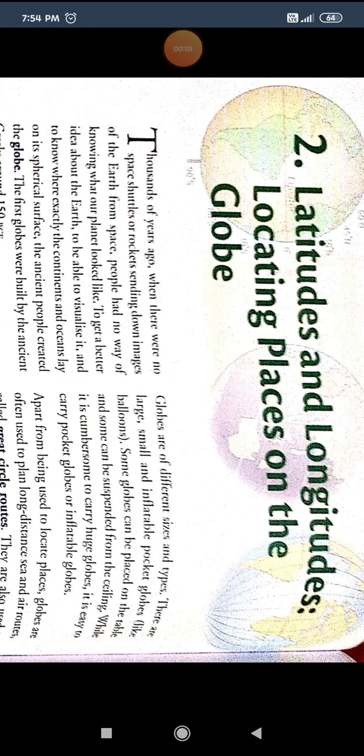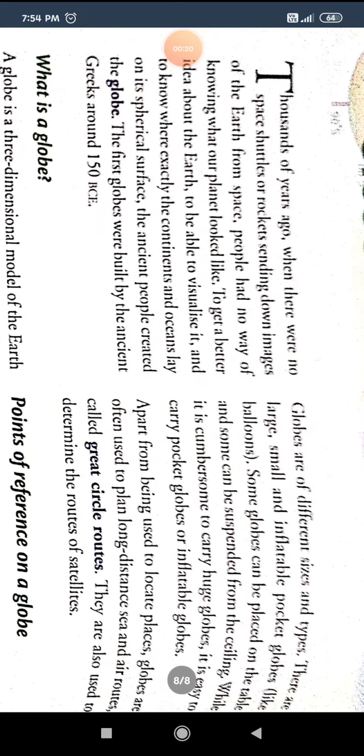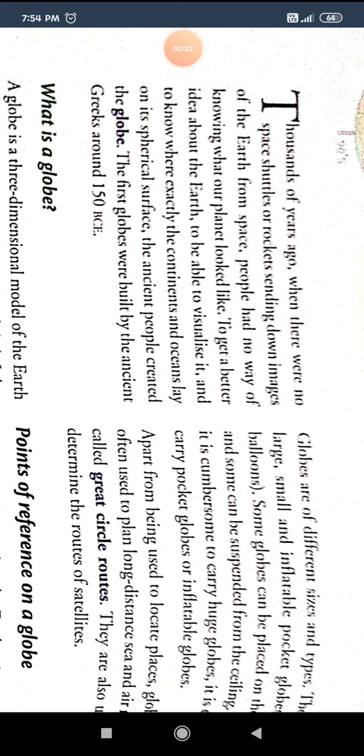Morning children. Today I am going to start geography lesson 2, latitudes and longitudes, locating places on the globe. In previous classes, you might have studied about latitude and longitude.